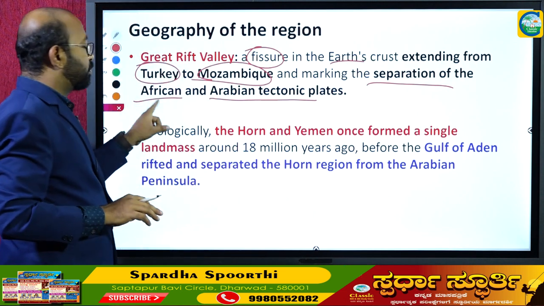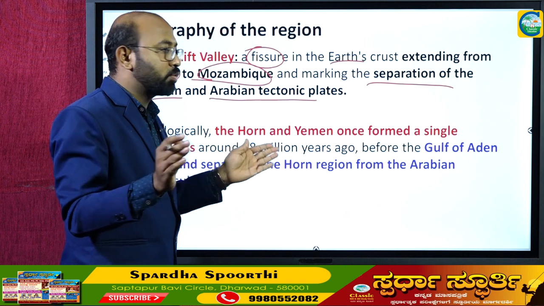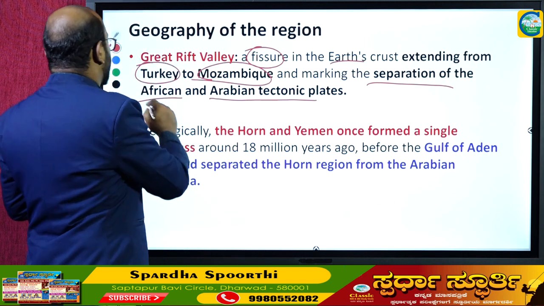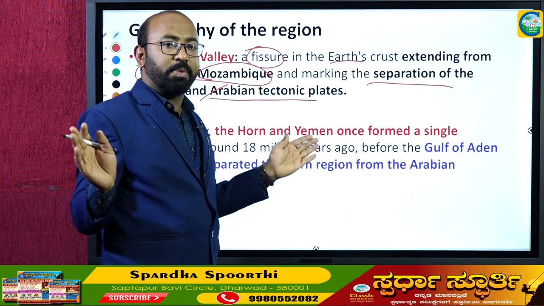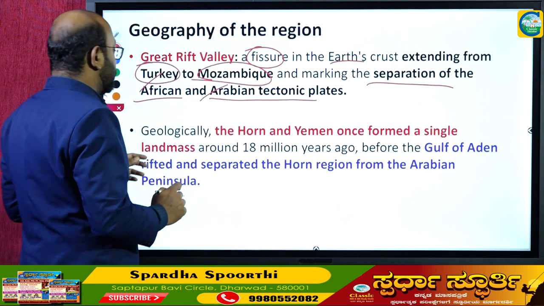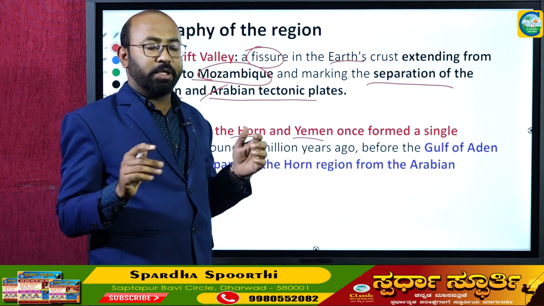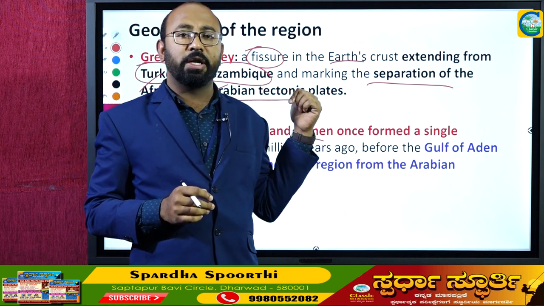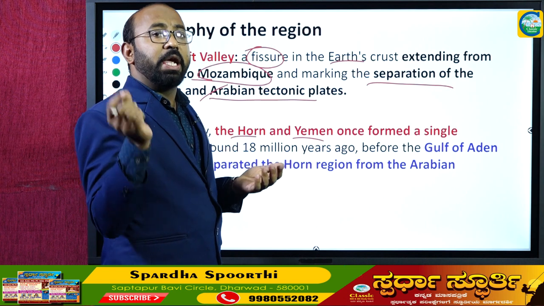This split, the East African Rift Valley, is the result of the tectonic plates moving apart, one being the African plate and the other the Arabian tectonic plate. Because of this separation of the plates, the rift is created. Then geologically, the Horn and Yemen. The Horn, the part which belongs to the African continent, was part of the Asian landmass also.